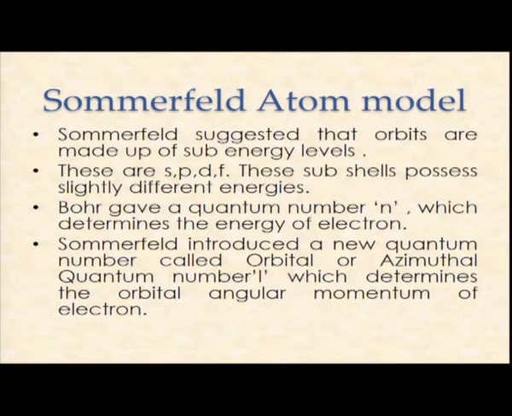Sommerfeld introduced a new quantum number called the orbital angular momentum or azimuthal quantum number, which determines the orbital angular momentum of the electron. Bohr proposed the orbital angular momentum, but Sommerfeld gave a name to that orbital quantum number and used it in the calculation and explanation of spectral lines of atoms.